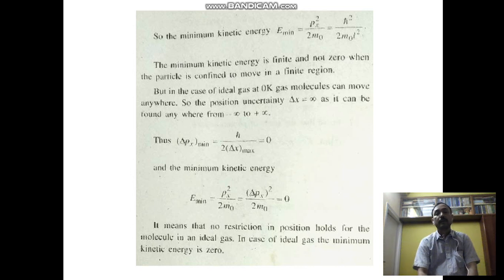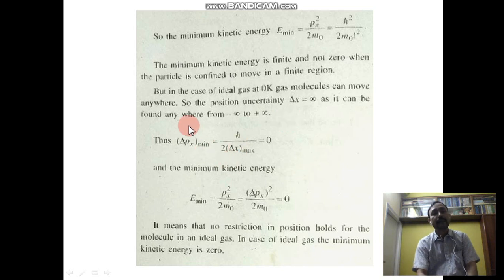But in the case of an ideal gas at 0 Kelvin, gas molecules can move anywhere. So the position uncertainty delta x is not L by 2. It is tending to infinite, simply infinite, as the molecule can be found anywhere from minus infinite to plus infinite, not minus L to plus L.